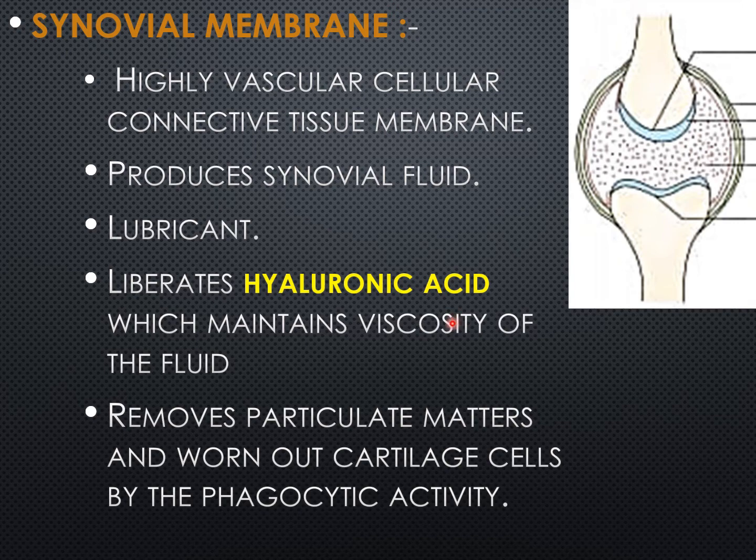One more function of the synovial membrane is that it helps in removing particulate matter and worn out cartilage cells. From the articular cartilage, worn out cartilage cells and other particulate matter may be released into the synovial fluid. All these are removed by phagocytic activity of the synovial membrane. So the synovial membrane has two main functions. One, it produces the synovial fluid, and the hyaluronic acid in it maintains the viscosity so that it can act as a lubricant to facilitate the movements of the joint. Another important function is to remove the particulate matter and worn out cartilage cells by phagocytic activity.